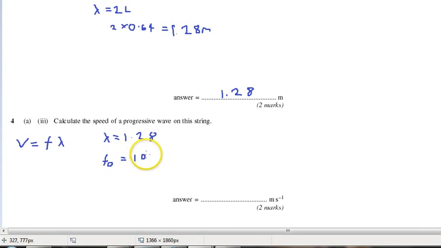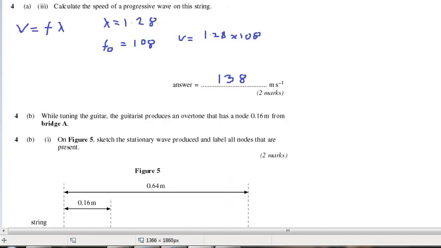108 Hertz. So, plugging those into our equation, we get that our v is equal to 1.28 times 108, which gives us an answer of 138 meters per second. Rounded down.